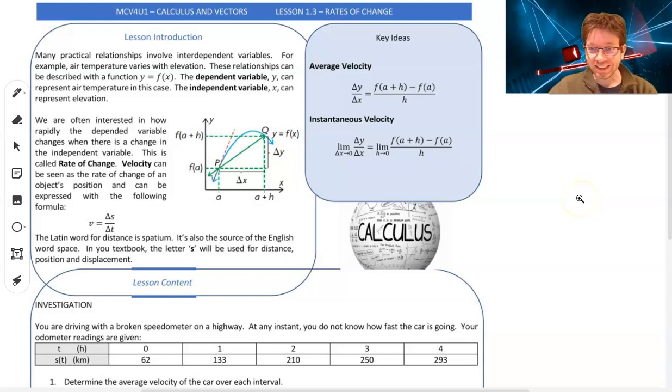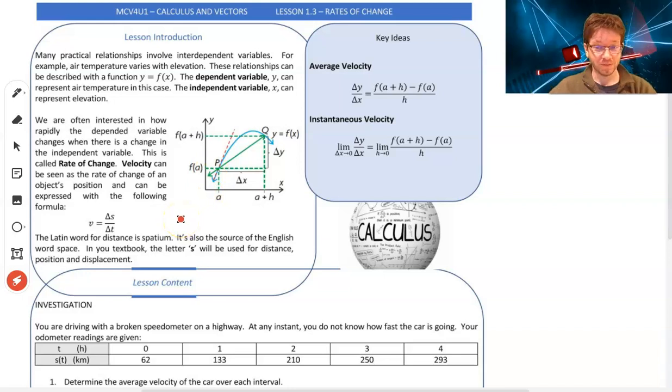All right, so today's lesson is on rates of change. It's our application portion of limits. And one of the major applications that we're going to look at is velocity. I should say speed, right? Because we're not really doing vectors anymore.